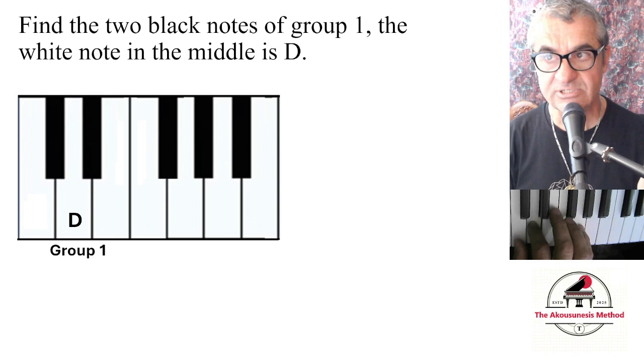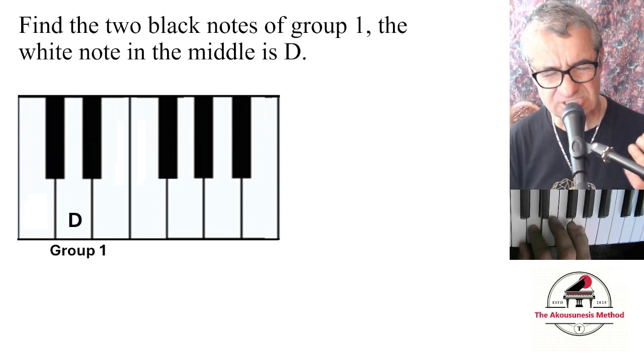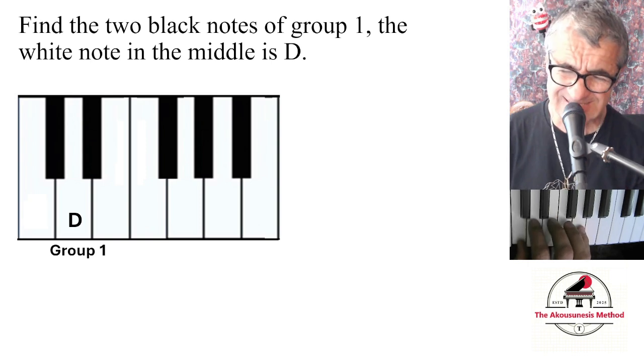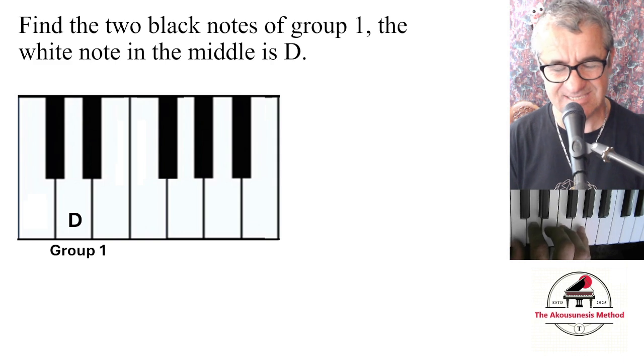And then D is the note in the middle of the 2 black notes. So we're still on group 1. We're visualizing that group 1. And we can see C is on the left, E is on the right, D is in the middle, E is on the right, C is on the left, D is in the middle, right?